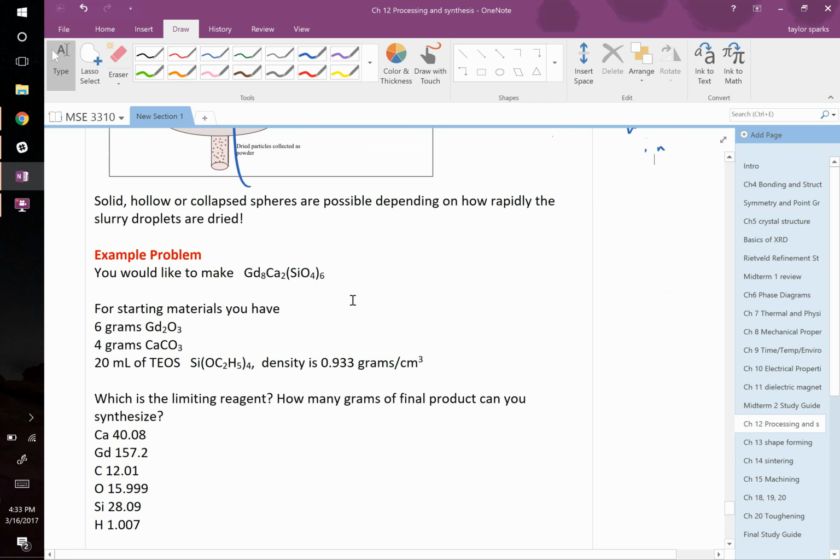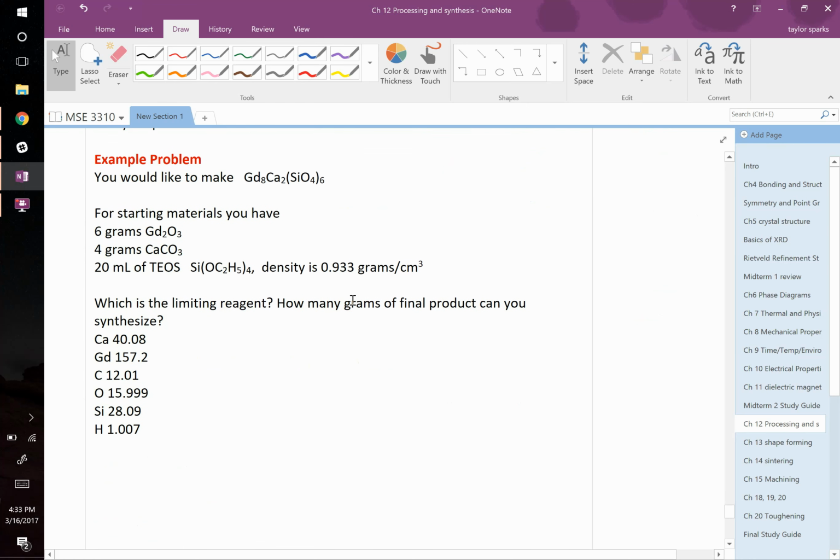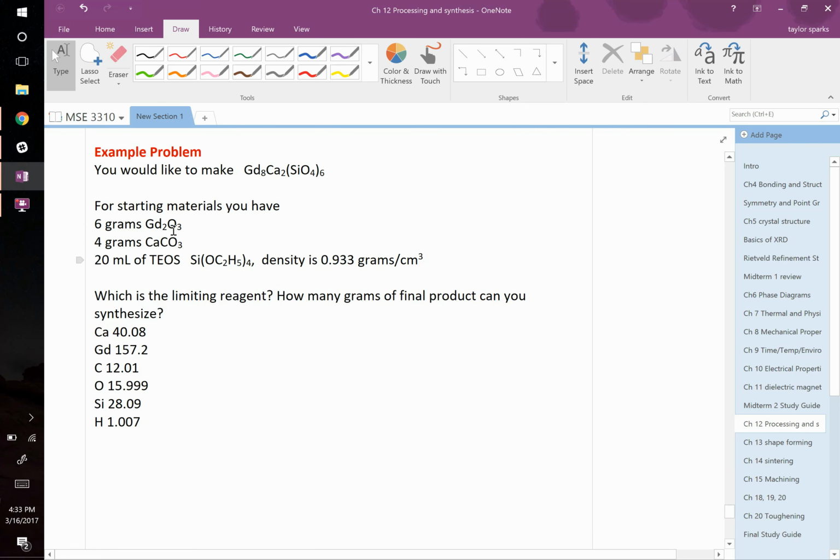So the question is, which one of these is the limiting reagent, right? Of these 3 different precursor reagents, we call these reagents, meaning things that you start out with to have your reaction. Of these 3 reagents, which one is the limiting reagent? And the second question is, how many grams of the final product can you synthesize, right? And here's the molecular weight for these materials. So I'm going to have Josh walk you through this.